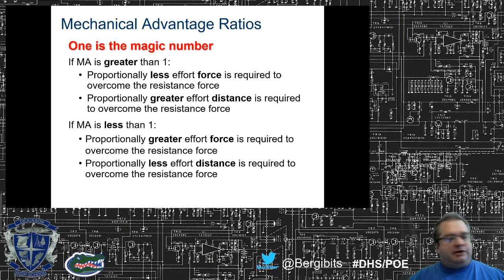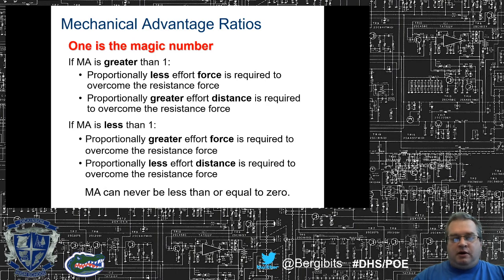If your mechanical advantage is less than 1, proportionally greater effort force is required. So it's going to be more difficult. And proportionally less effort distance is required to overcome the resistance force. So you're going to get closer and closer to the object that's providing that resistance, and you're going to have to apply more force. MA can never be less than or equal to 0. You're always going to have some kind of mechanical advantage.